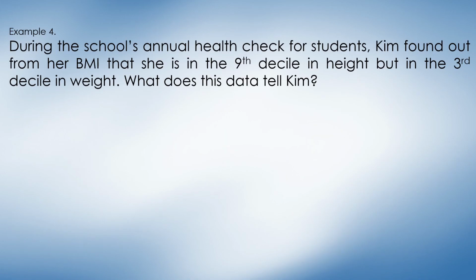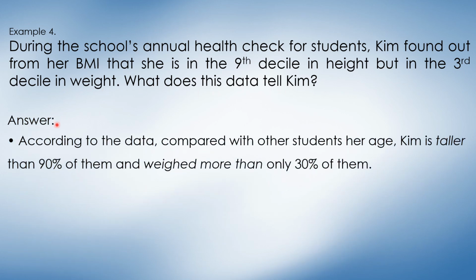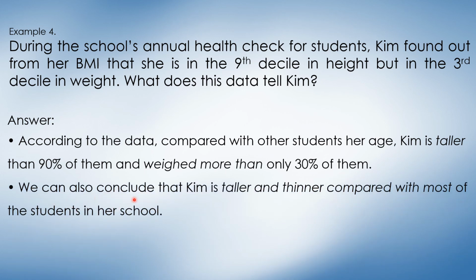So let us have our last example, number 4. During the school's annual health check for students, Kim found out from her BMI that she is in the 9th decile in height but in the 3rd decile in weight. What does this data tell Kim? Answer: according to the data, compared with other students her age, Kim is taller than 90% of them and weighs more than only 30% of them. We can also conclude that Kim is taller and thinner compared with most of the students in her school.